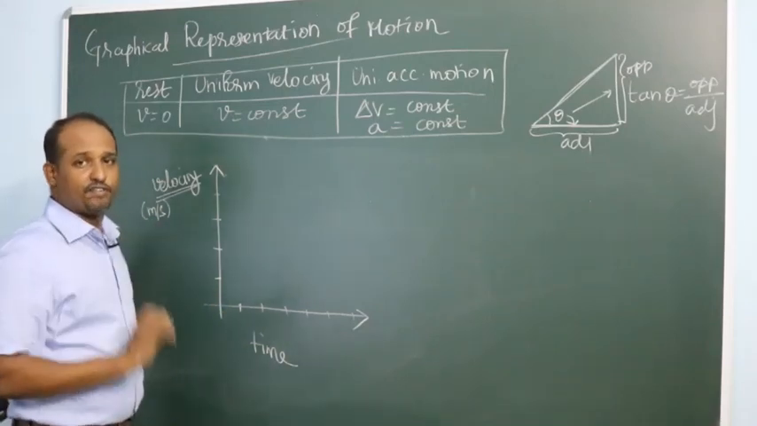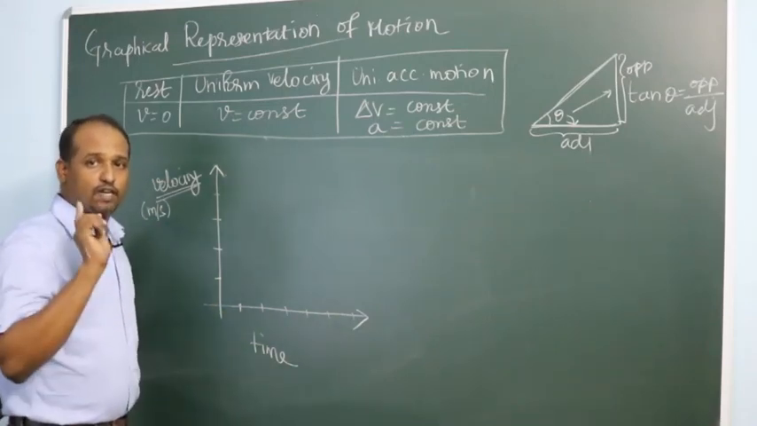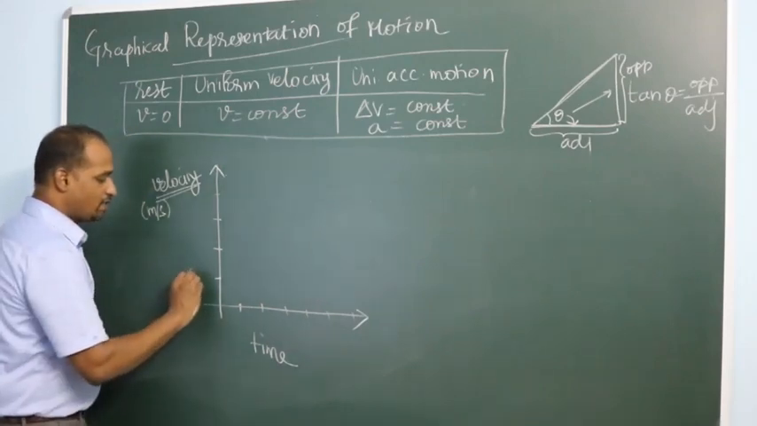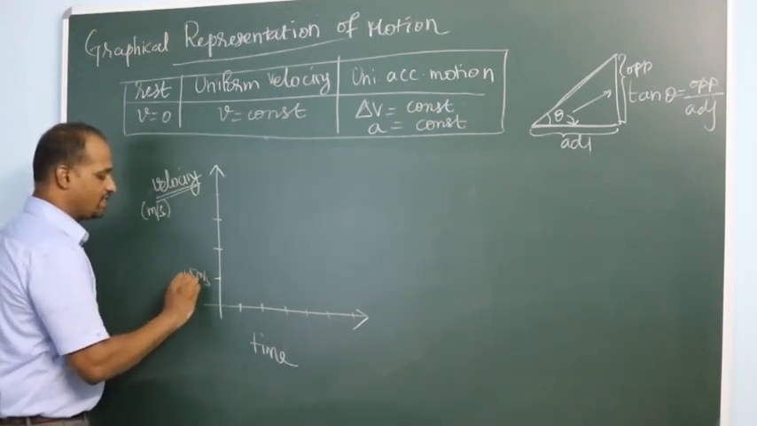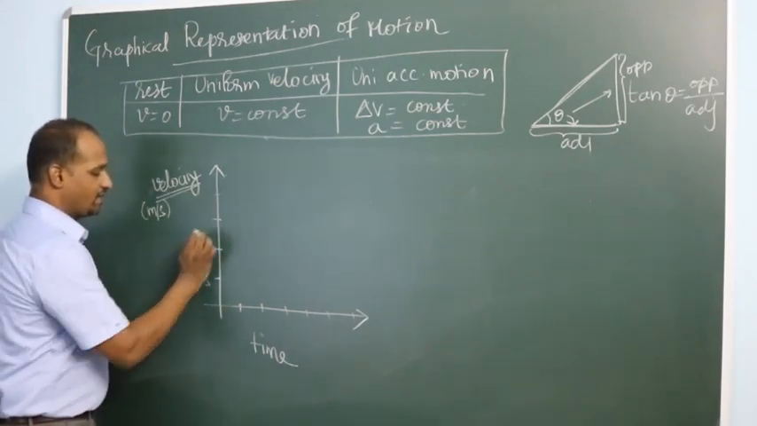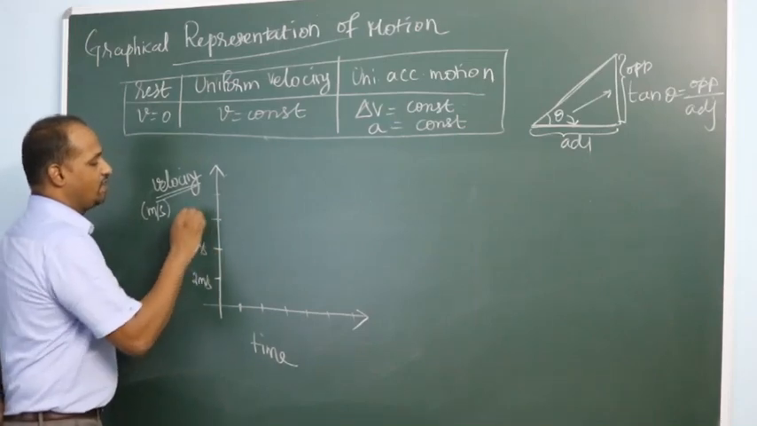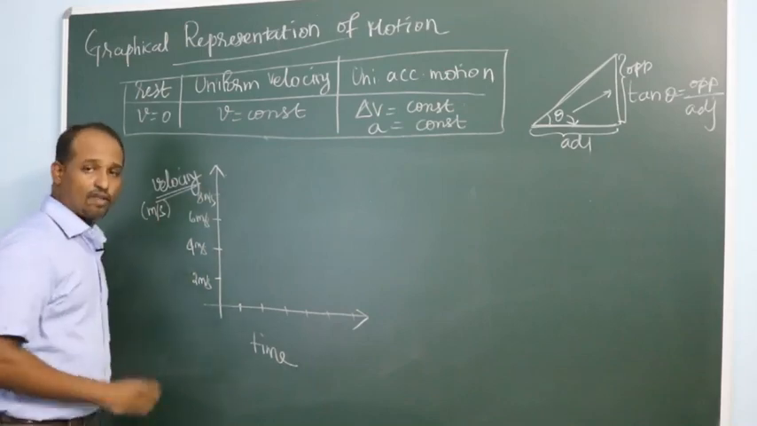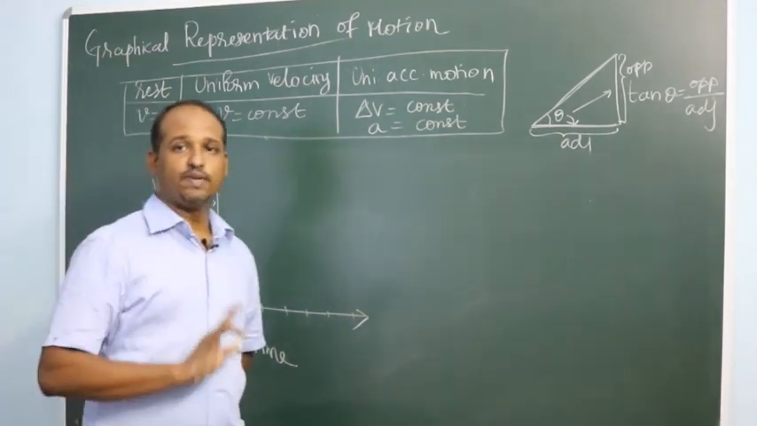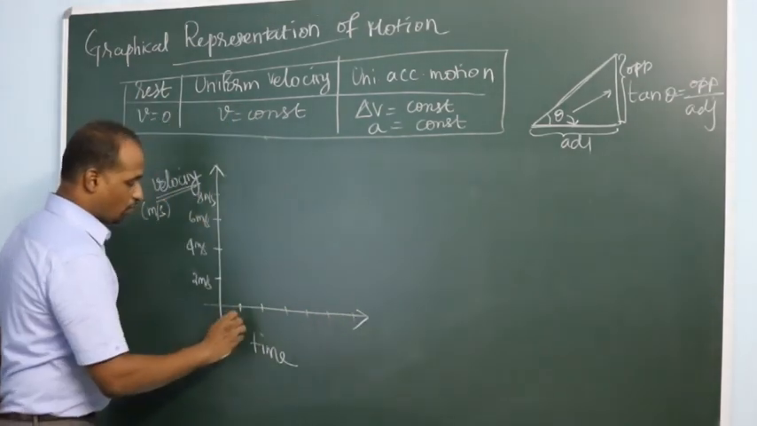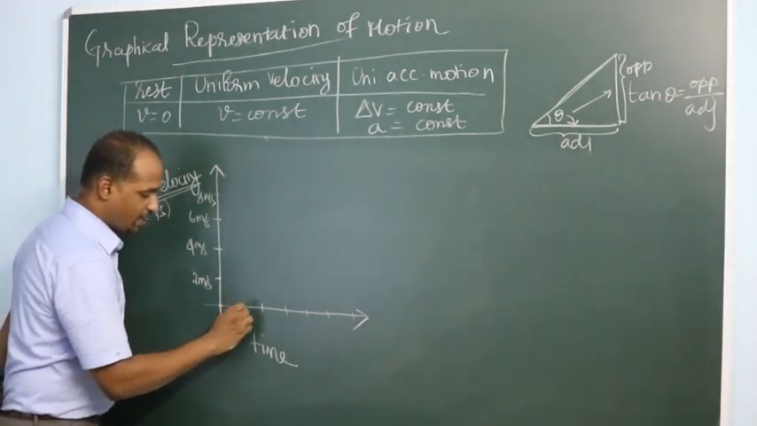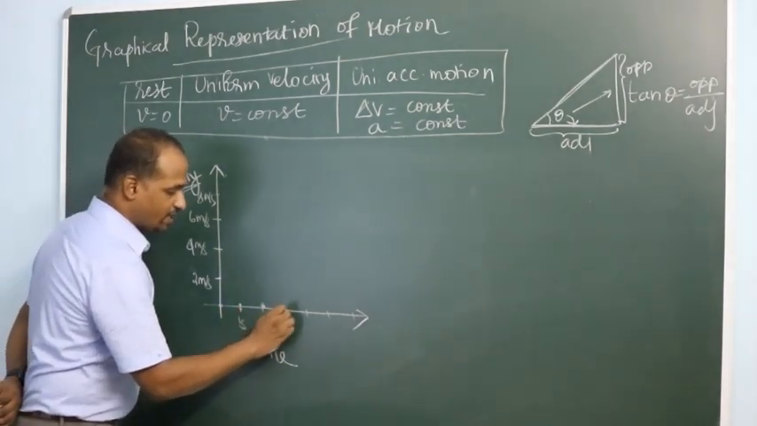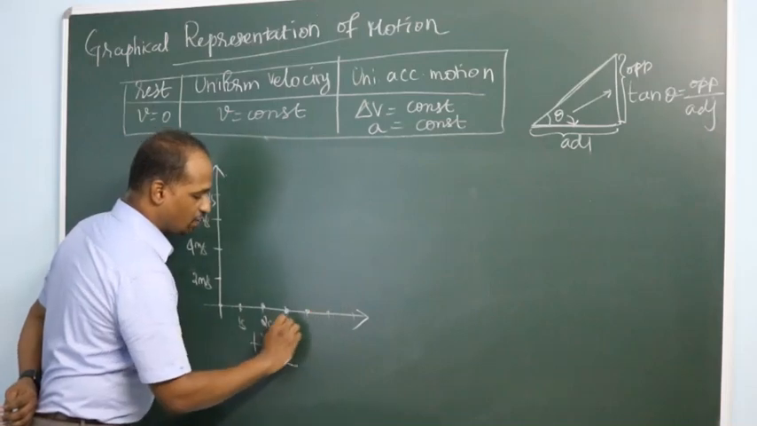If an object is at rest, velocity is 0. So velocity is 0 meter per second. If an object is at rest, its velocity is 0 meter per second. So 1 second later, 0 meter per second, 2 seconds later, 0 meter per second, and so on.